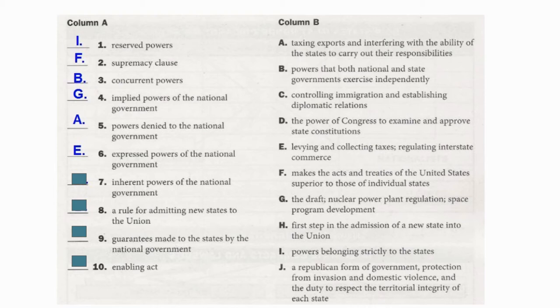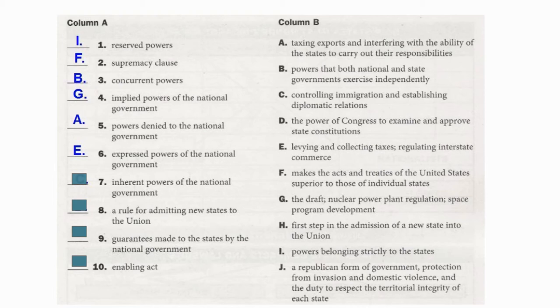These are express powers. These are things that you're going to find explicitly written within the Constitution. If you remember back, we talked a little bit about enumerated powers. Enumerated powers and express powers are really the same thing. The big difference is that one is specifically numbered by article and section and such. But for the most part, these are things that you're going to find within the Constitution itself.